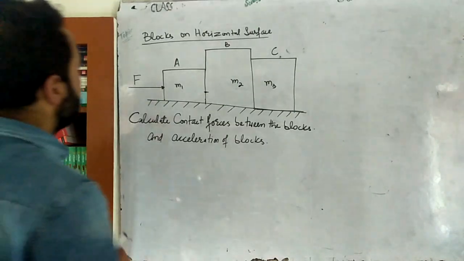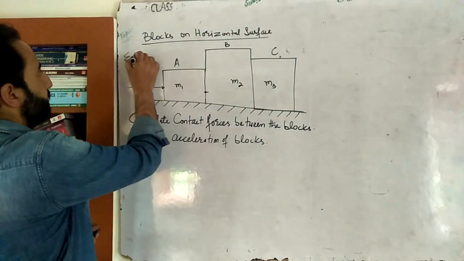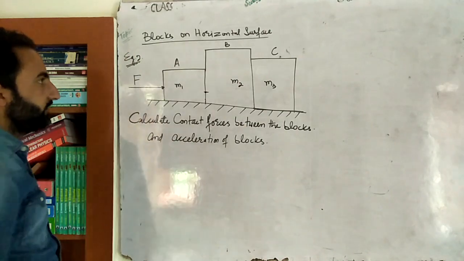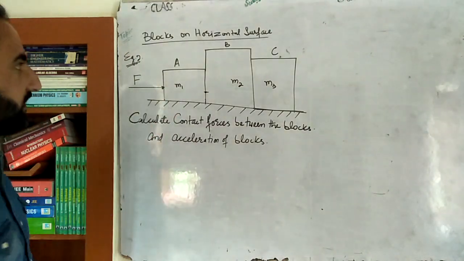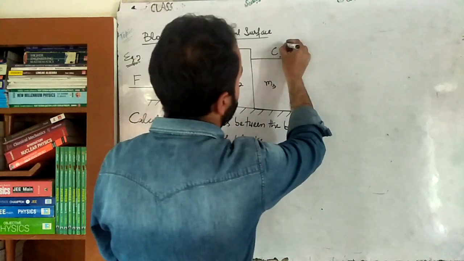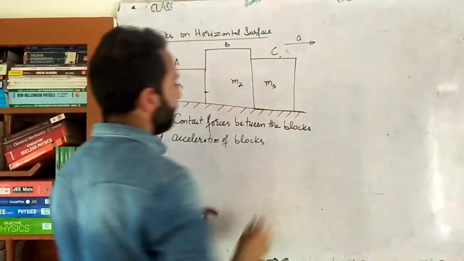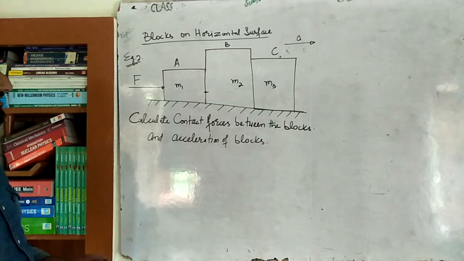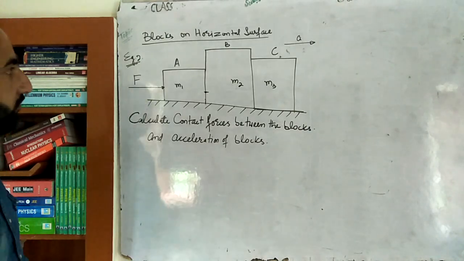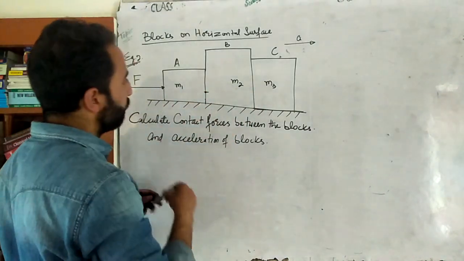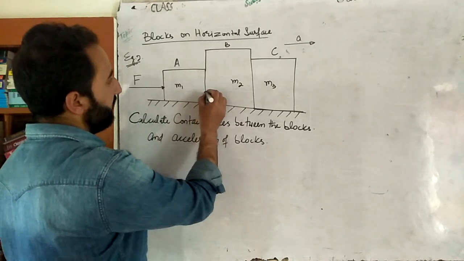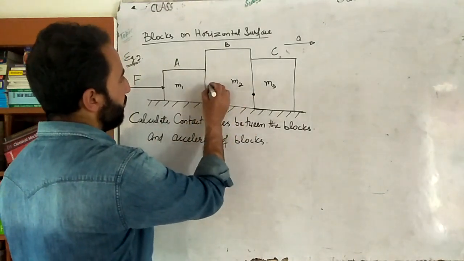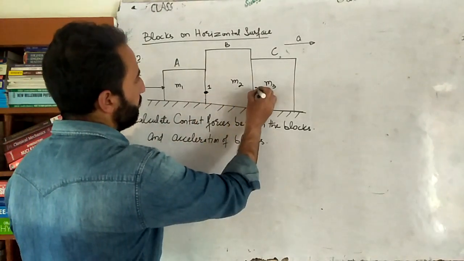Okay, another example, example number 2. Now again we have the external force, capital F, applied on this block. As a result of it, all the three blocks will accelerate in the forward direction. The question is to calculate the acceleration of the blocks, which will be the same, and next to calculate the contact force between the blocks. There are two contact points. One contact point is here, another contact point is here. Suppose this is contact point number 1 and this is contact point number 2.